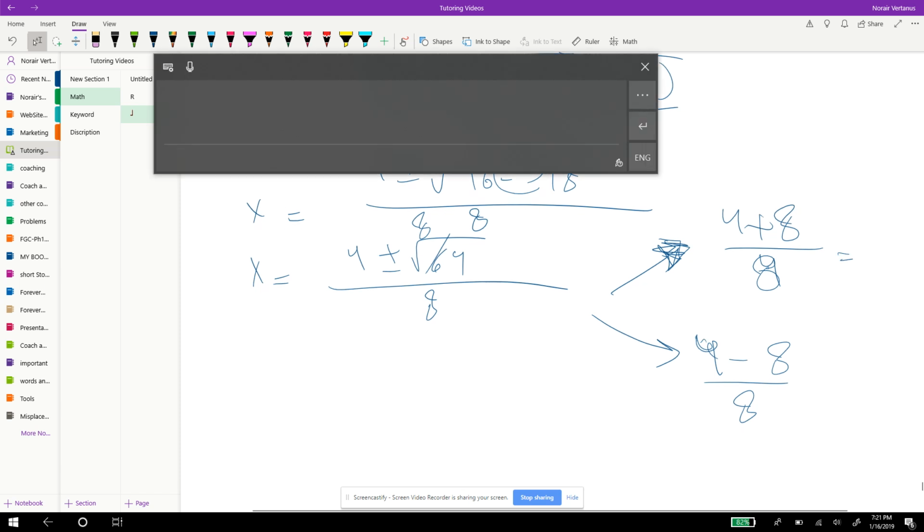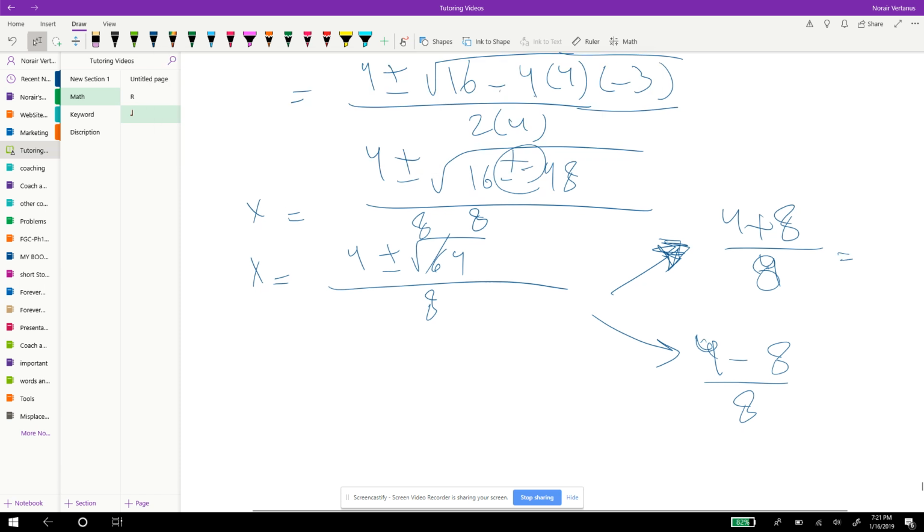What is this? 4 plus 8 is 12, so 12 over 8. 12 over 8 is 3 over 2 if you simplify it. 4 minus 8 is negative 4. Negative 4 over 8 is negative 1 over 2. See, we got those answers.